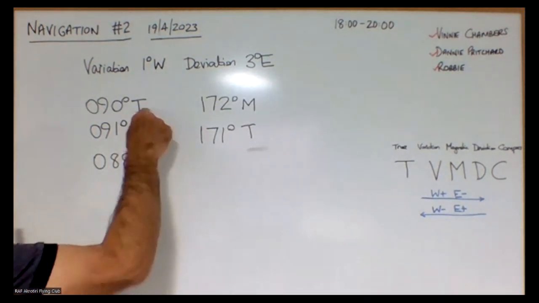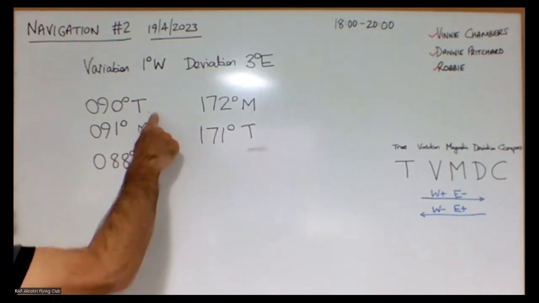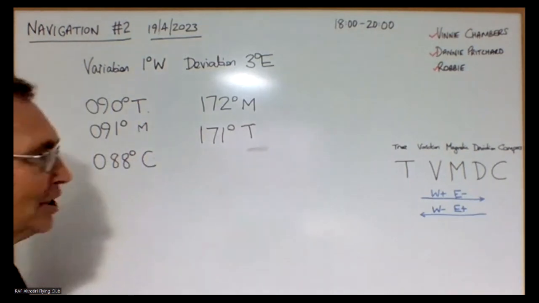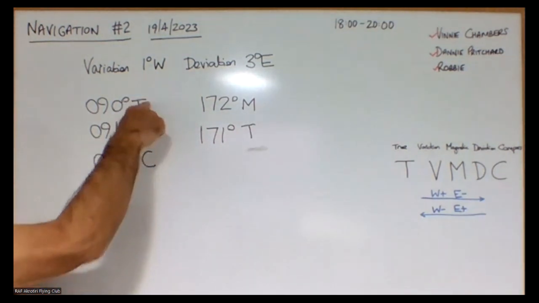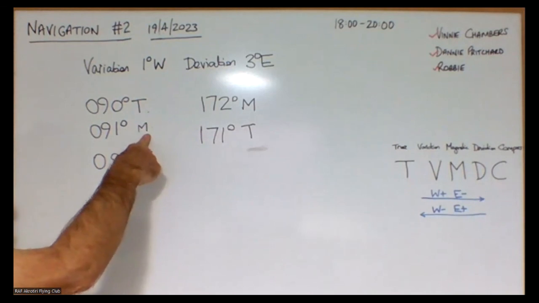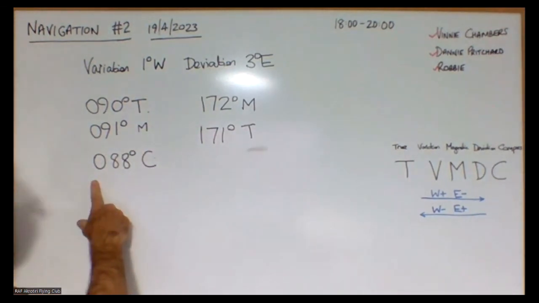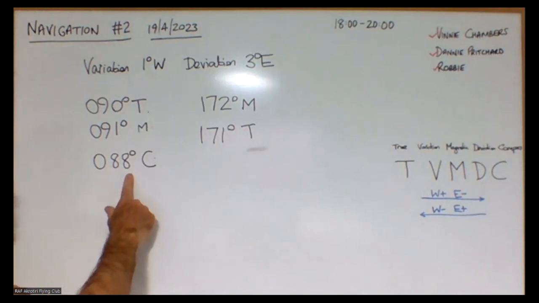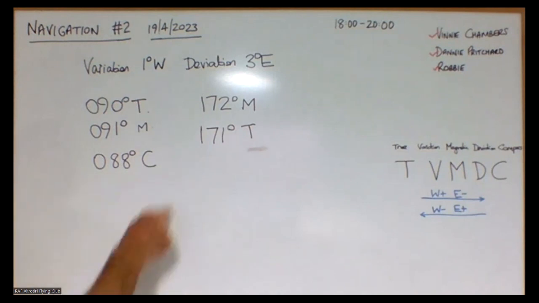So you'll notice that every single time I've written degrees down, I've written T, M, or C. In other words, true is what it is on the chart. Magnetic is what it is relative to magnetic north, and 088 is what I have to steer in the aircraft on the compass.